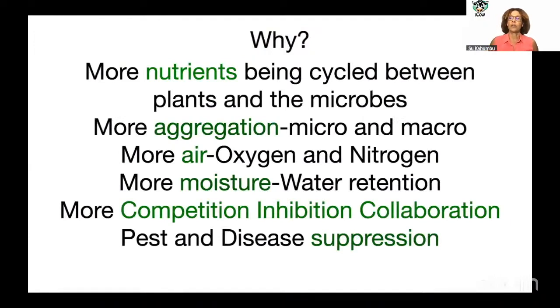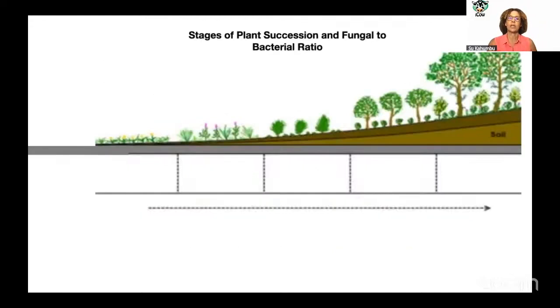Why do they drive yields? There are more nutrients being cycled between the plants and the microbes. There's more aggregation, micro and macro. There's more air, oxygen and nitrogen. There's more moisture. There's water retention. There's more competition, inhibition, and collaboration. There is more toxin remediation and also pest and disease suppression. That's why the yields of those plants were better, because all of those things were happening.